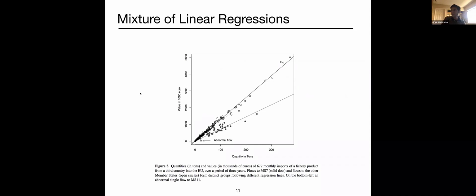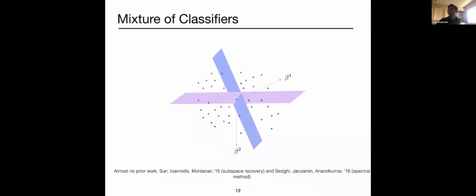Okay, so this is a mixture of linear regression, but you can also have a mixture of classifiers, where your labels are really categorical values, plus or minus ones, for example, red dots versus blue dots. If you try to fit a single hyperplane through this data to separate the red dots from the blue dots, it's very difficult. However, if you fit two hyperplanes, that works pretty well. There is almost no prior work on mixture of classifiers except for some work by Montanari and his students, and Anand Kumar and our students, from 2015, 2016.